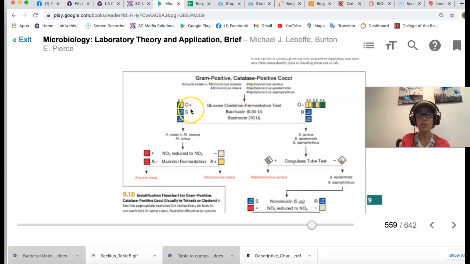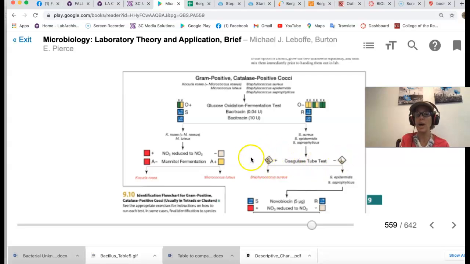And so this side, oxidation positive, means obligate aerobe, and none of ours are that. So if you have a gram positive, catalase positive coccus, you are going to go on the side where it is a facultative anaerobe. And here our options are Staph aureus, Staph epidermidis, and Staph saprophyticus. Aureus and epidermidis are on our list. So then the next important test is the coagulase test.